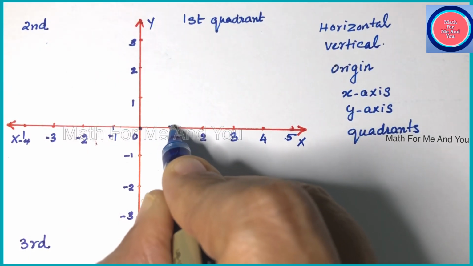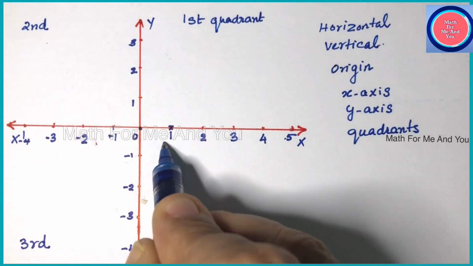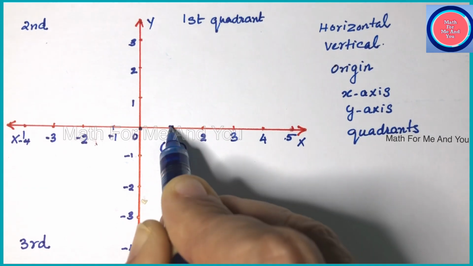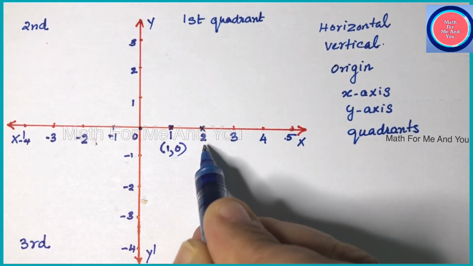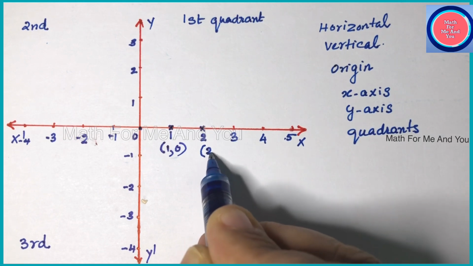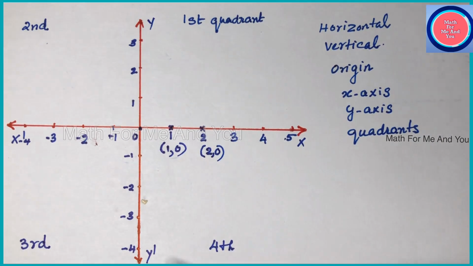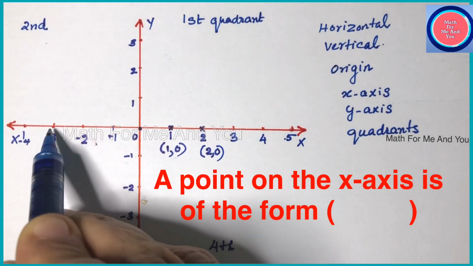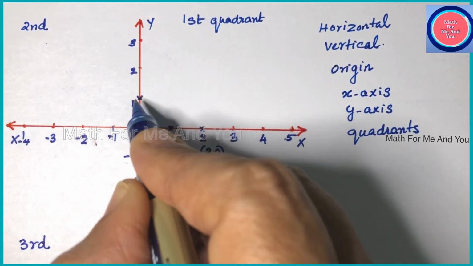Then the points on the x-axis, for example the first one, we can write 1, 0, that means x number 1 and the y number is 0. Similarly, we could mark all the other points as 2, 0, 3, 0, 4, 0, like that. So this is the format of a point on the x-axis. Left side we can mark -1, 0, -2, 0, -3, 0 up to infinity.